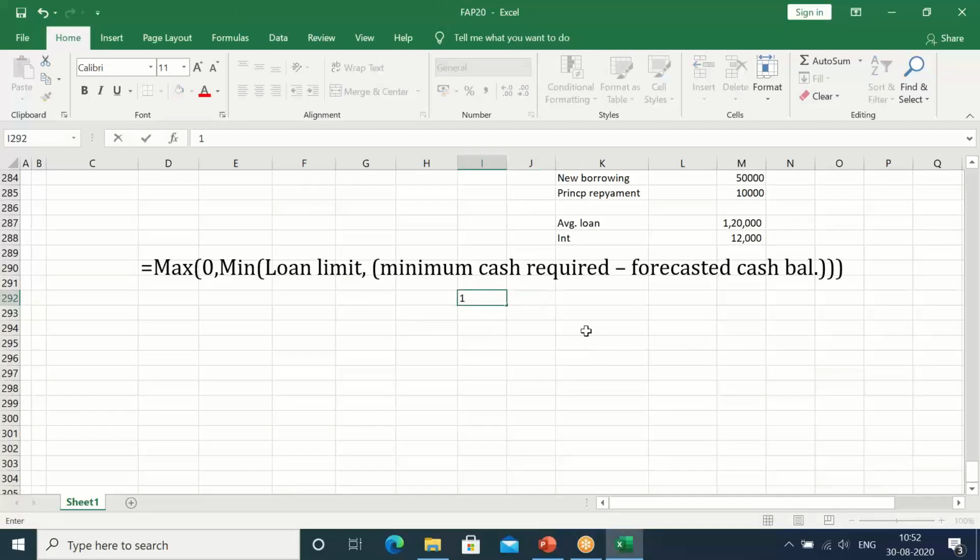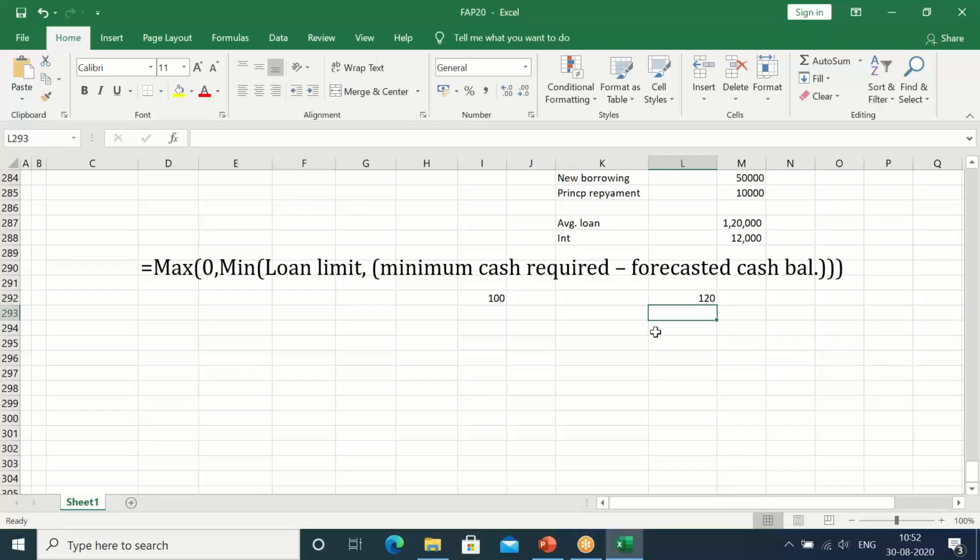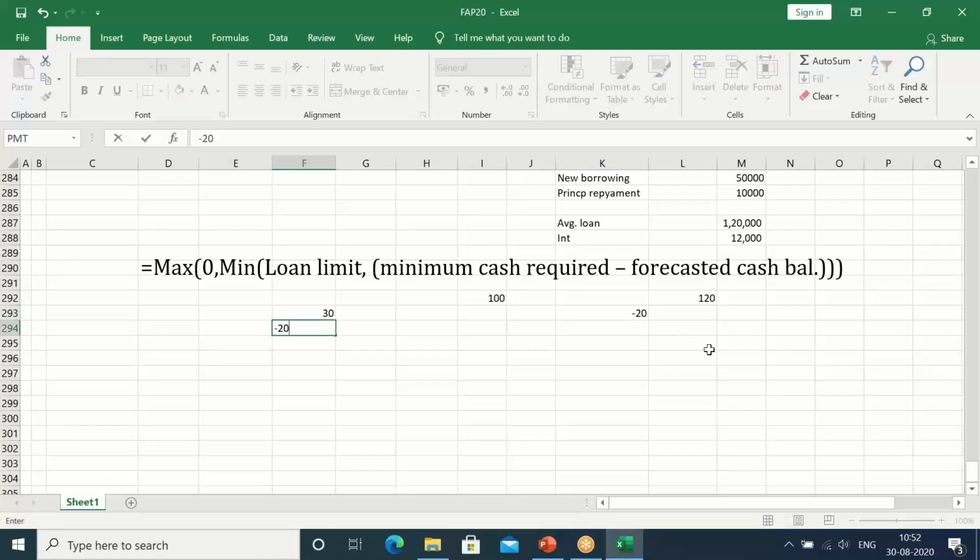So अगर मेरा मिनिमम कैश बैलेंस पॉलिसी है 100 रुपीज और फर्स्ट सिनेरियो मेरा फोरकास्टेड कैश बैलेंस 120 आ जाता है, इन दोनों का डिफरेंस आंसर क्या आएगा? -20. और मेरी लोन लिमिट अगर है 30, सो 30 और -20 का अगर मैं मिनिमम लगाऊंगा तो आंसर बाहर क्या आ जाएगा? -20 आ जाएगा.